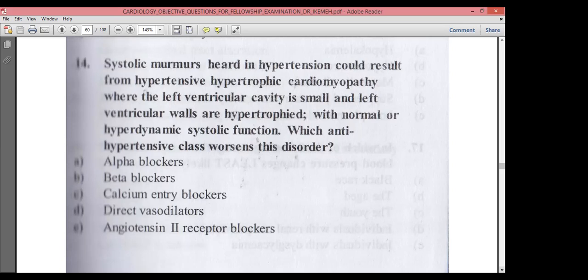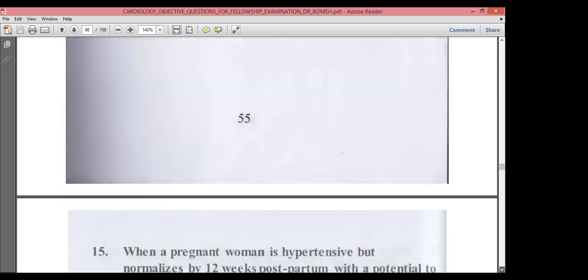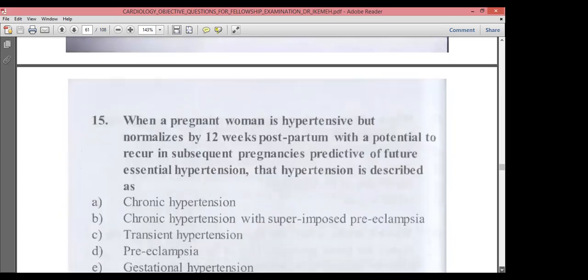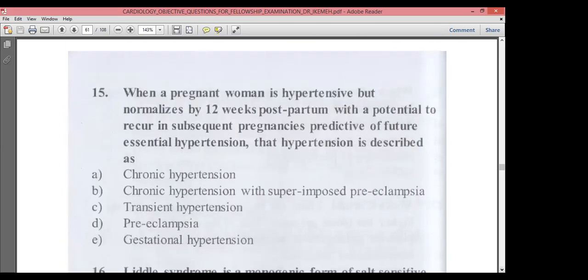Okay, moving on, question 15. When a pregnant woman is hypertensive, but normalizes by 12 weeks postpartum, with a potential to recur in subsequent pregnancy, predictive of future essential hypertension, that hypertension is described as A, chronic hypertension, B, chronic hypertension with superimposed preeclampsia, C, transient hypertension, D, preeclampsia, E, gestational hypertension.